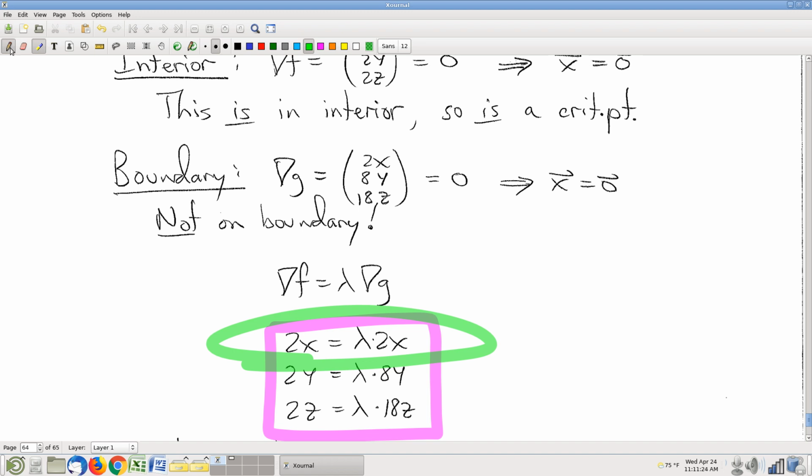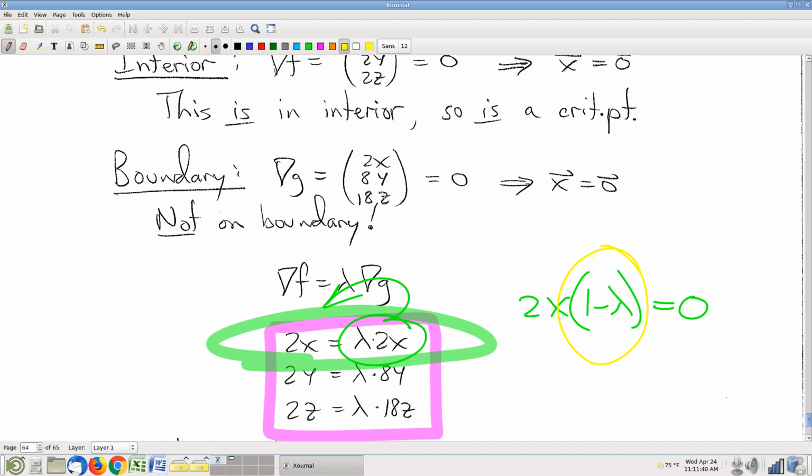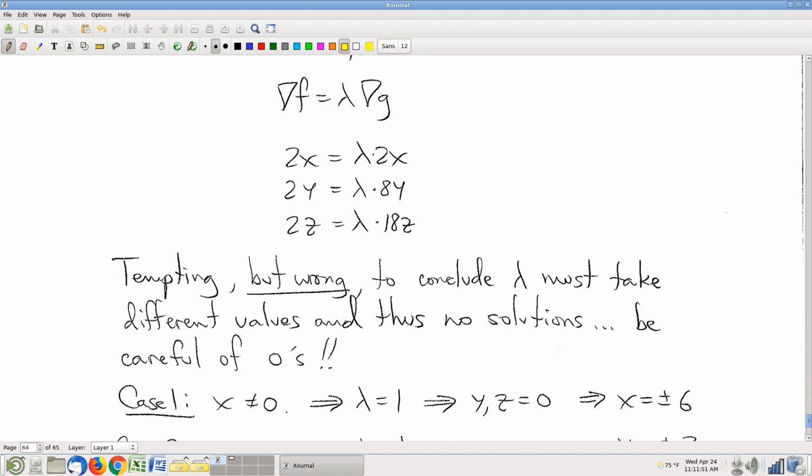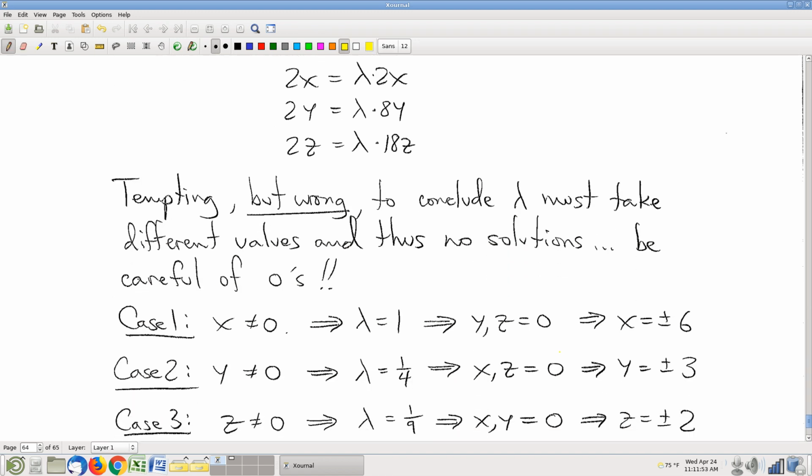So notice this equation here. You could rewrite this by taking this and moving it over to the other side, and you have 2x times (1 minus lambda) equal to 0. And when you have a product equaling 0, it could be that one factor is equal to 0, but the other possibility is that the other factor is equal to 0. Don't forget that possibility. So in this question, we do have to again consider cases.